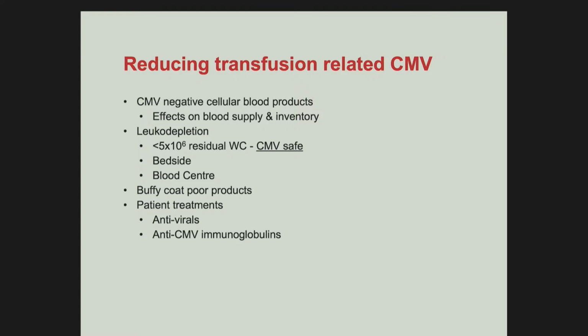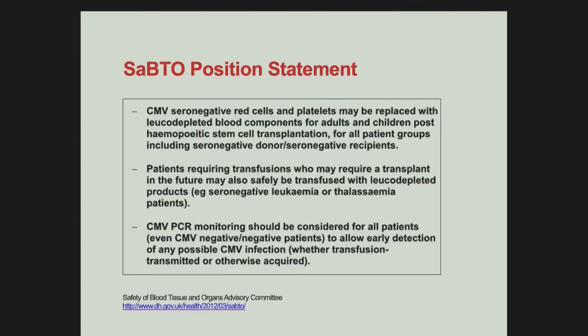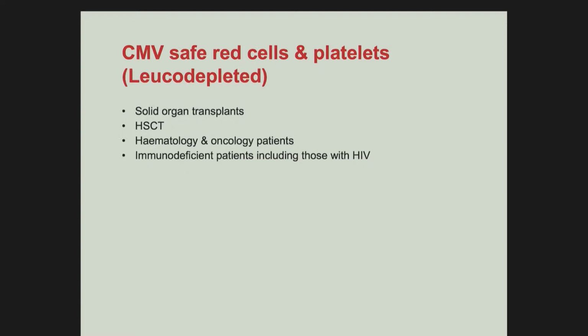So we're fortunate in Australia, we have universal leukodepletion, and have had that for a while. So leukodepleted red cells, leukodepleted platelets. A number of years ago now, the Safety of Blood, Tissue and Organs Advisory Committee from the UK put out a consensus statement saying CMV negative red cells and platelets may be replaced with leukodepleted components to provide those products.